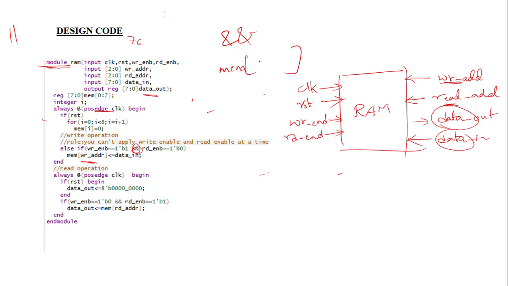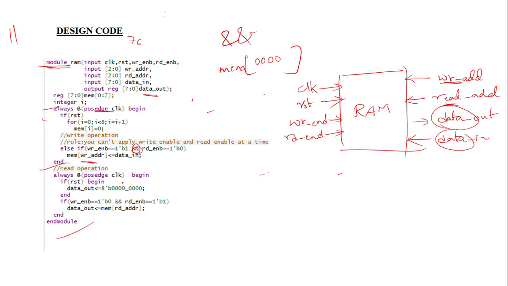So if you want to write to any address, at that particular location this data is going to be stored. So that is the write operation. So what is the read operation? For the read operation, again we wait for the passage of clock. Up to now it was the write operation; from now it will be the read operation.